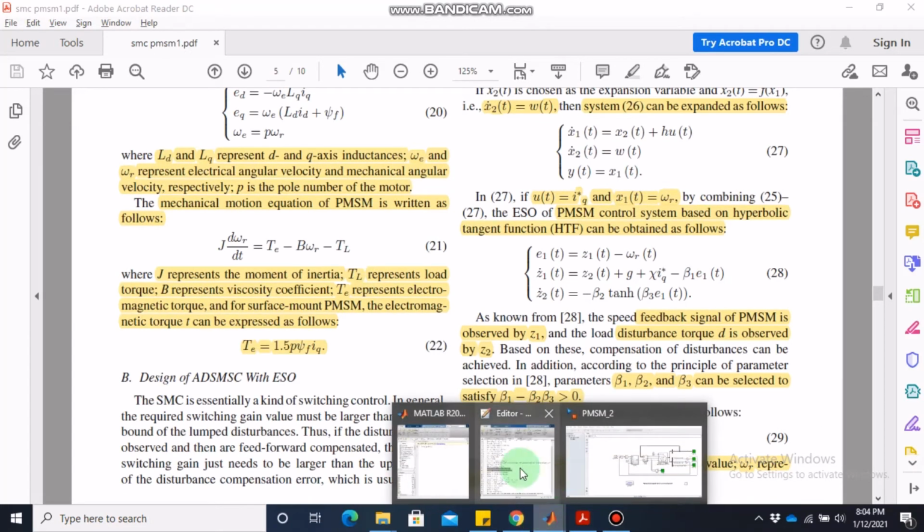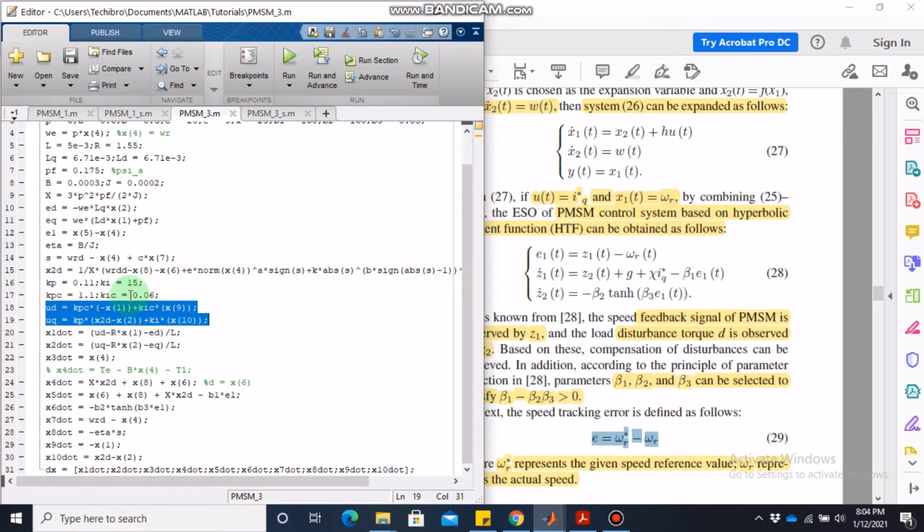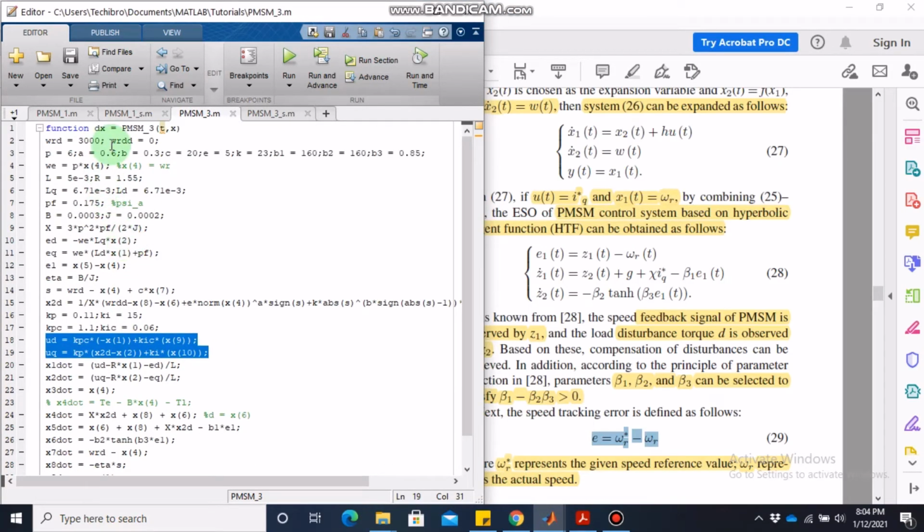All right, so if you look at it from the start, omega desired, you can set it to any constant value. So the derivative of omega desired will of course be 0 if omega desired is a constant value. And then this is the number of poles. The A value is given in the paper, B is equal to 0.3, C is 20. It's all given in the paper. So these values have been taken from the paper. Omega E is equal to P times omega R. Omega R is the fourth state variable.